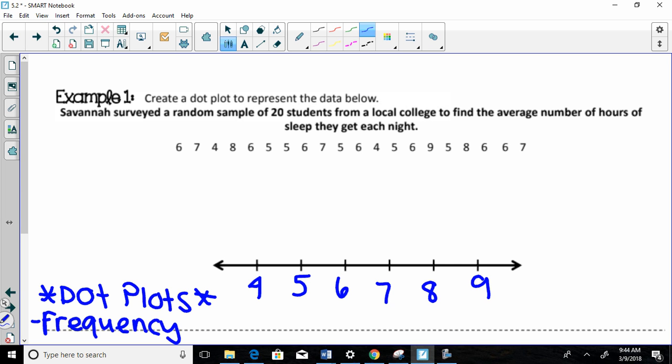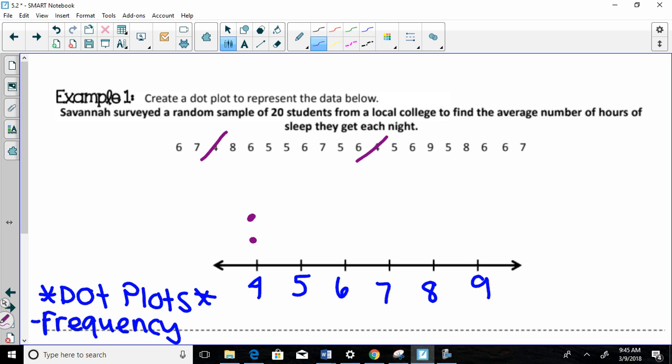And so those numbers at the bottom are telling me the data, in particular, how many hours of sleep. The dots represent how many people had that many hours of sleep. So let's look here. How many people had 4 hours of sleep? We have 1, 2. And so I'm going to put either X's or dots, 2 dots to represent 2 people who had 4 hours of sleep. So that represents the 2 people who had 4 hours of sleep.